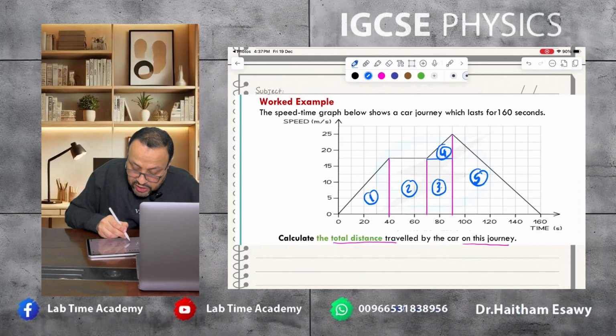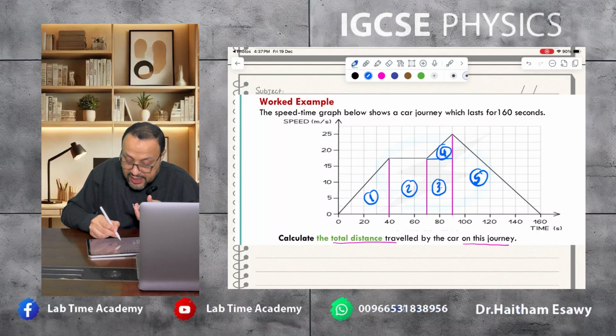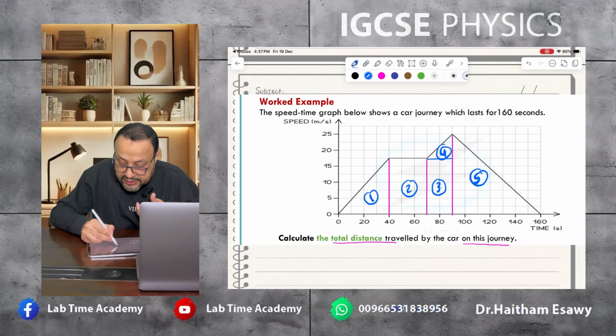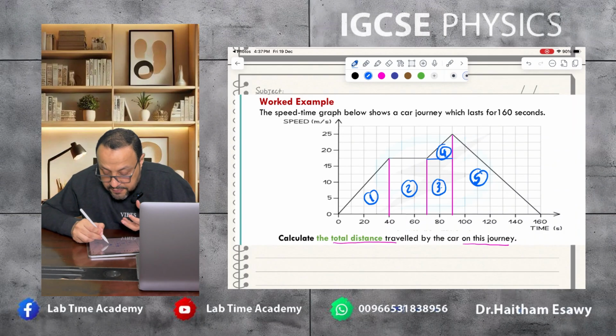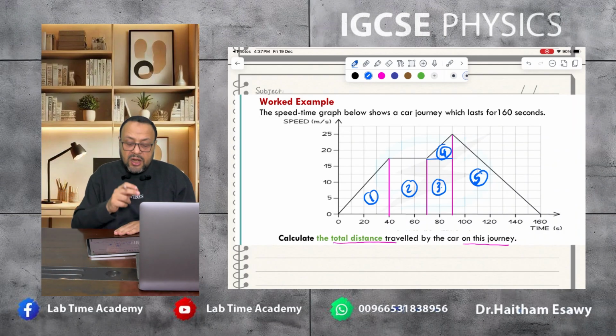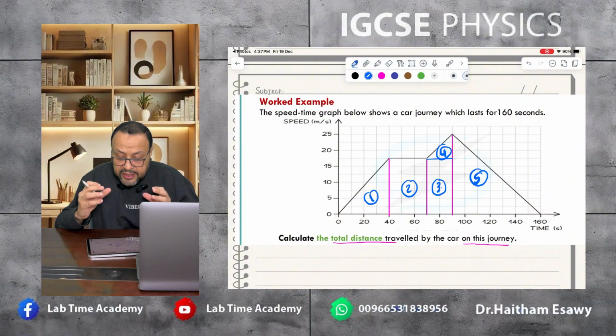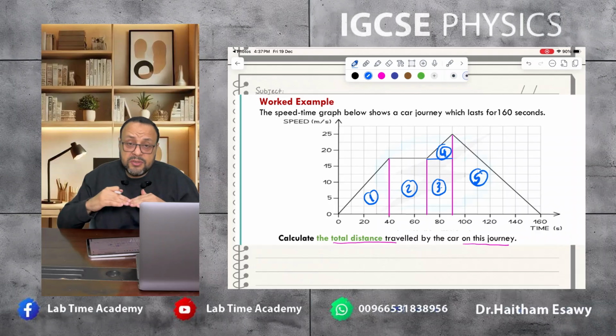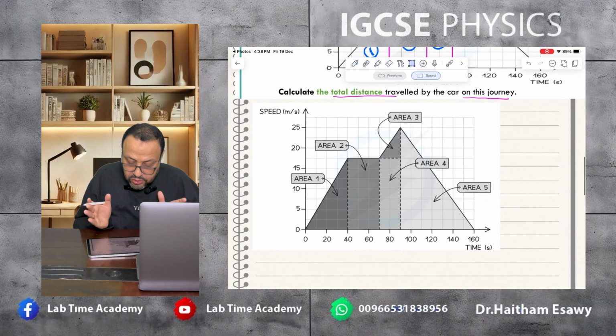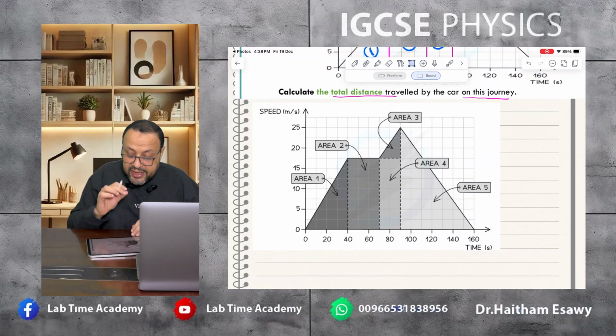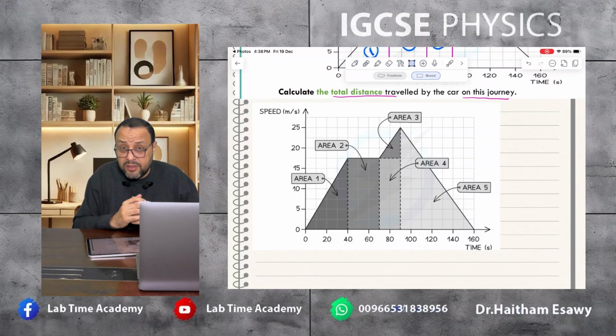We can calculate the area for the triangle, then the rectangle, then this triangle, then this rectangle, and finally the last triangle. As we said, the area of the triangle is half times base times height, while the area of the rectangle is length times width. So you can divide it, as I said, into many regular shapes and then get the area of each one of them, then add them together to obtain the total distance traveled.